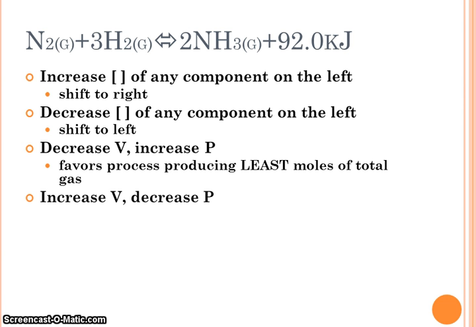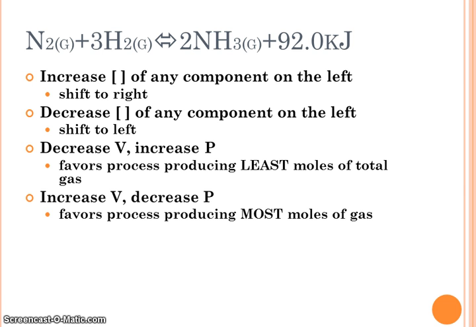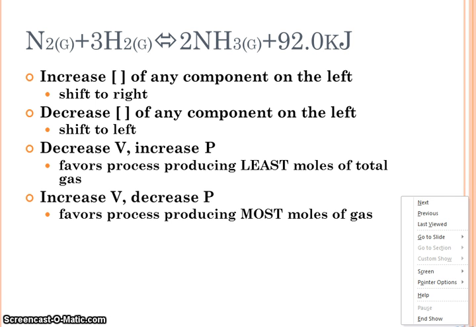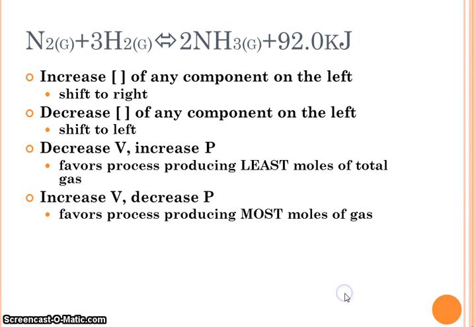If we were to increase the volume on this system, that would decrease the pressure and throw the system out of equilibrium. In order to reestablish equilibrium, we would want to increase the pressure, which means that we would have to shift to the side with the most moles of gas. So in this particular example, it would shift towards the left.